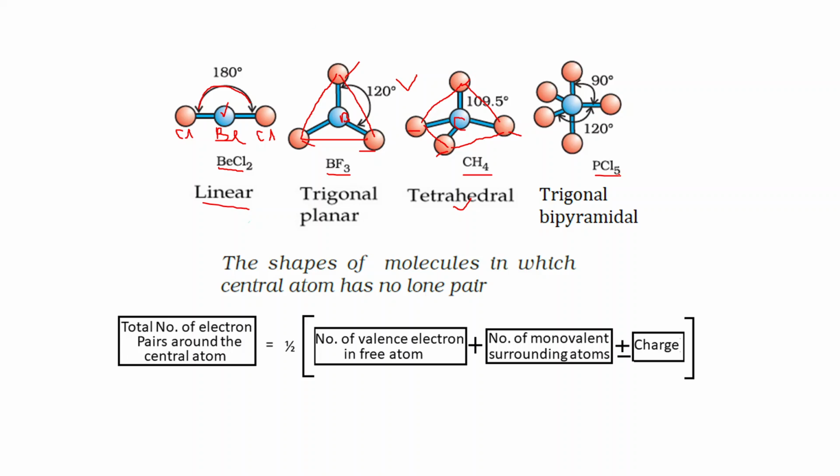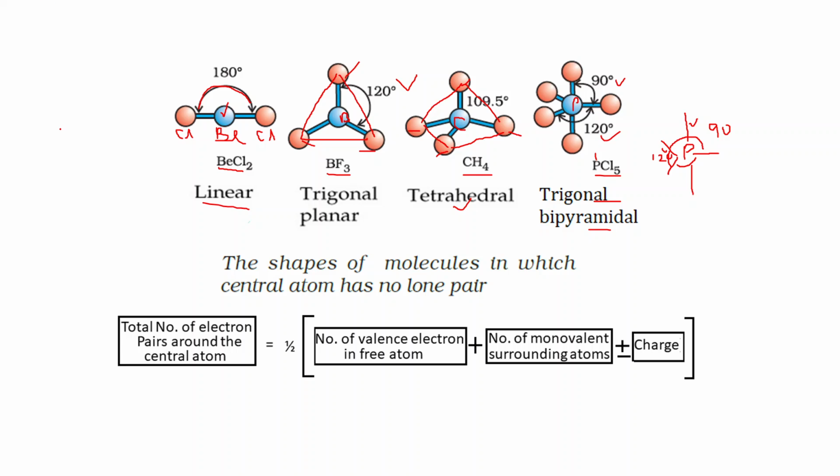PCl5: if 5 bonded electron pairs are with the central atom phosphorus, again see, 3 bonds are in a plane and these are at 120 degree. This is 120, this is also 120, and this is also 120. And one is above the plane and one is below the plane. The bond angle between the plane and this bond is 90 degree. That's why there are two types of bond angles, 90 degree and 120 degree. Trigonal bipyramidal.